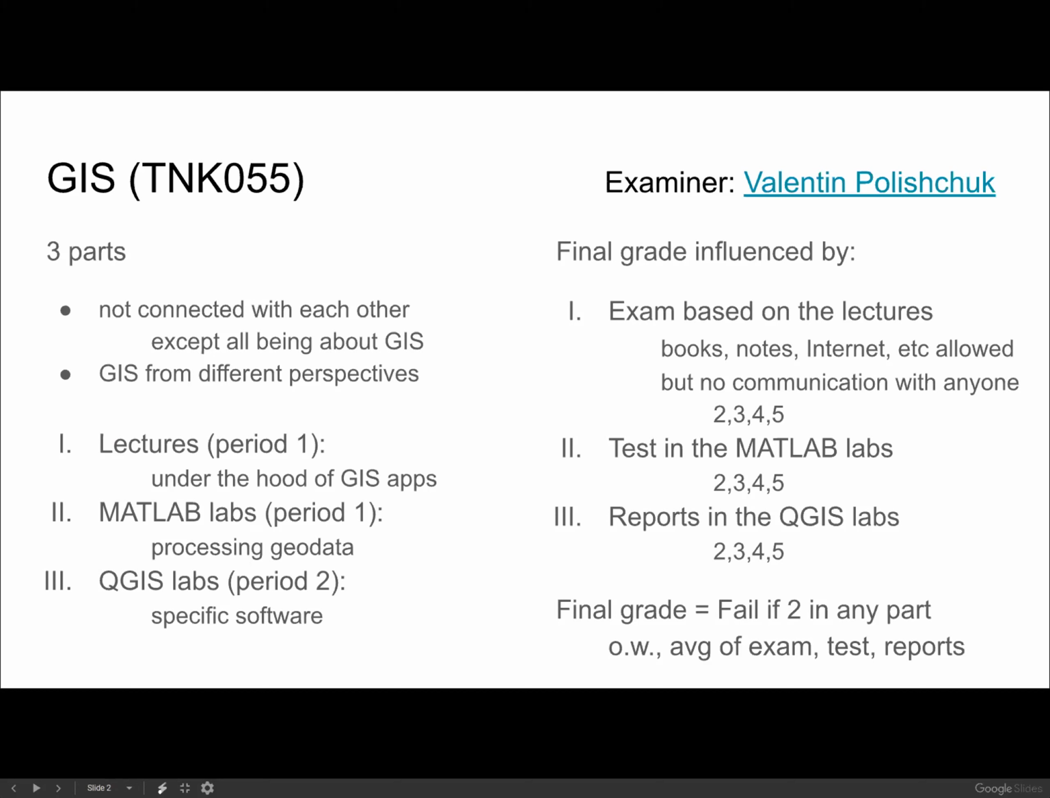Okay, any questions on the administrative stuff? You can use chat or just unmute your microphone, raise your hand to ask questions. If you don't have any now, you can also ask questions later. That's perfectly fine. Again, by email, chat, or otherwise.